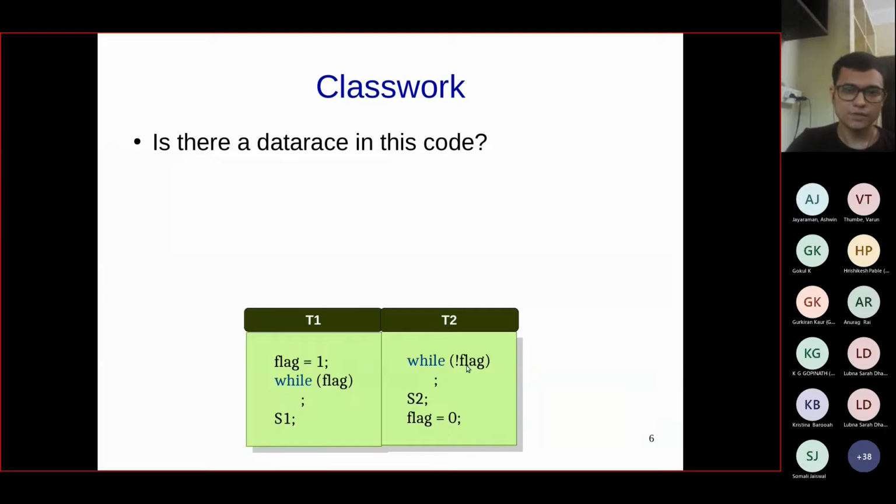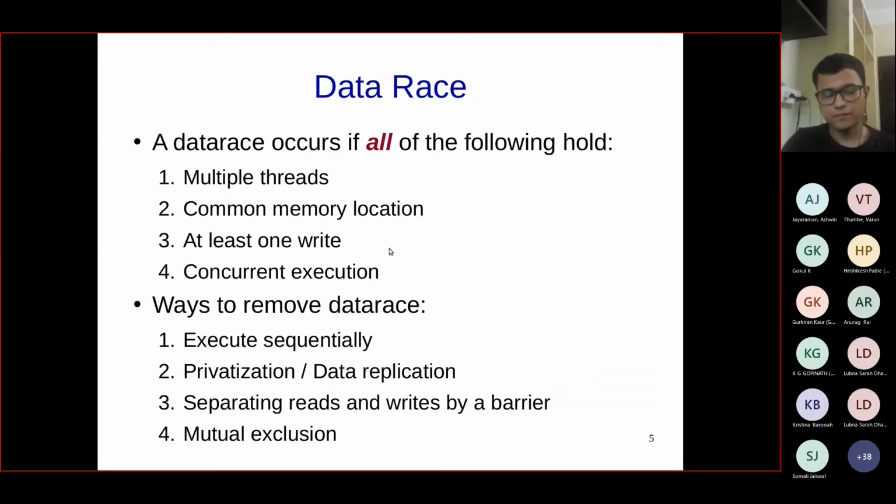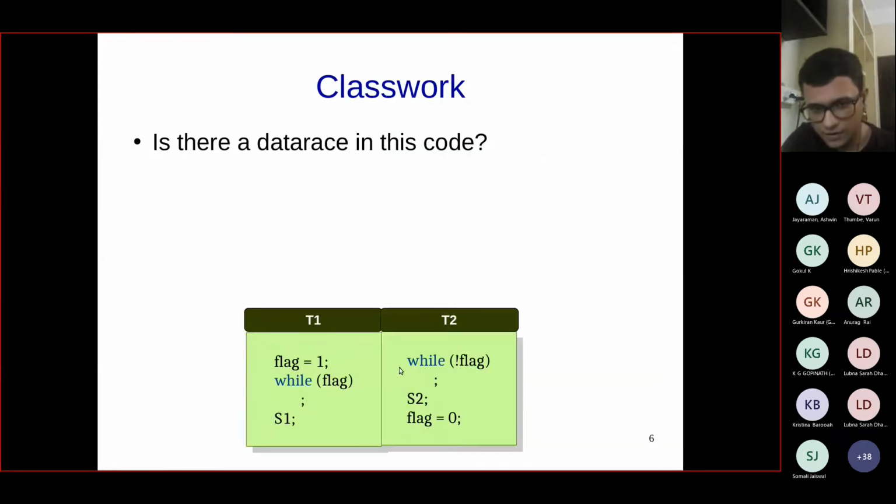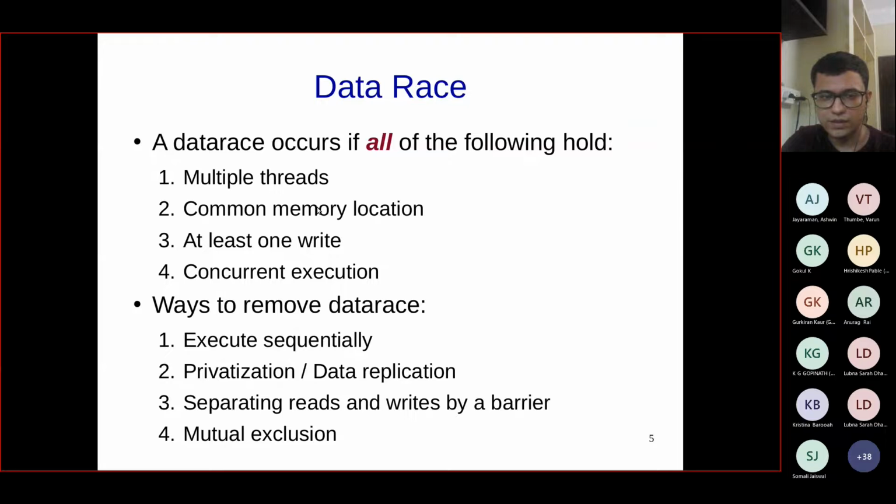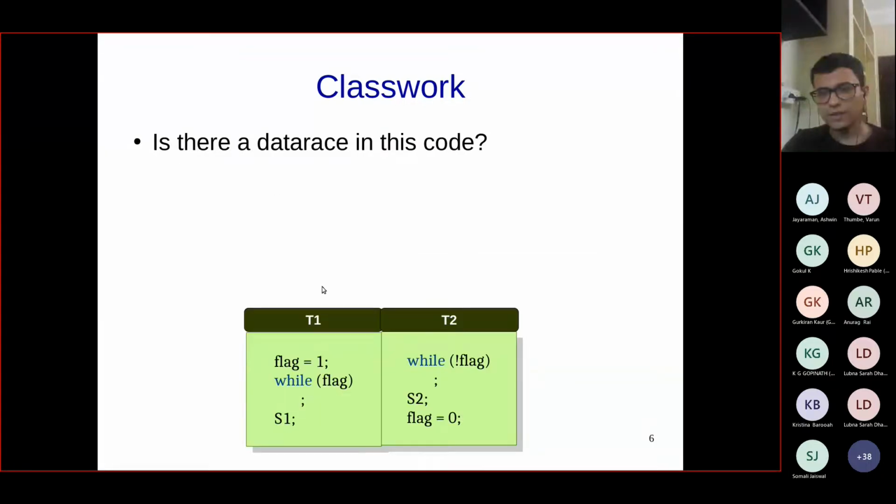Correct, correct. This observation is very crucial. Actually, I was hoping that someone would point this out. So, if you see, we are actually satisfying all these four conditions. In fact, flag is being written with value 1, and at the same time, thread 2 is reading that value. So there is writing happening into a common memory location by multiple threads, and there is also concurrent execution. But still, I'm saying that it's not a data race.